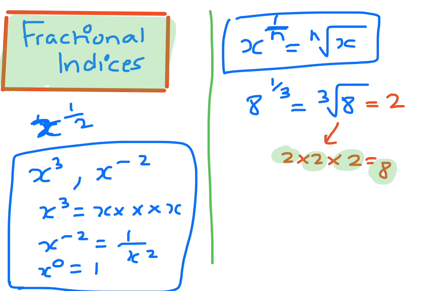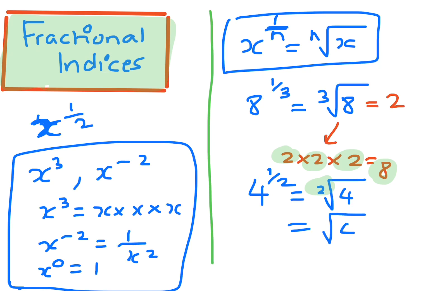So the question is, why does that actually happen? I'll just show you the square root. If I had 4 to the power of a half, that means the square root of 4. We don't usually write that 2 out the front. We usually just write it as the square root of 4. And the square root of 4 is what times what will give you 4. So 2 times 2 is 4, so the square root of 4 will just be 2.